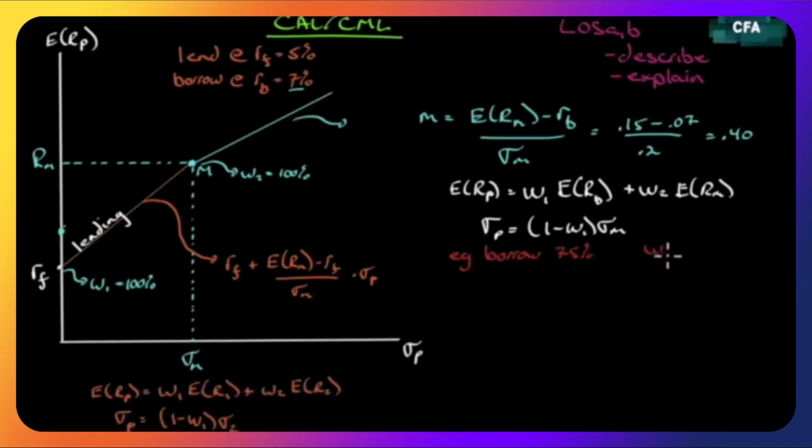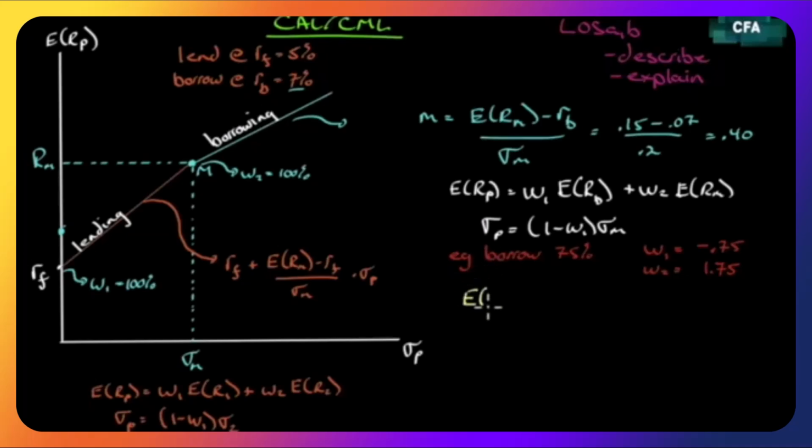So in other words, our weighting on RB will be negative 0.75, and W2 will now be 1.75. So what is the expected return on the portfolio? We know we're creating a borrowing portfolio, not a lending portfolio. Let's write that in so that we know that this is, of course, the borrowing portfolio.